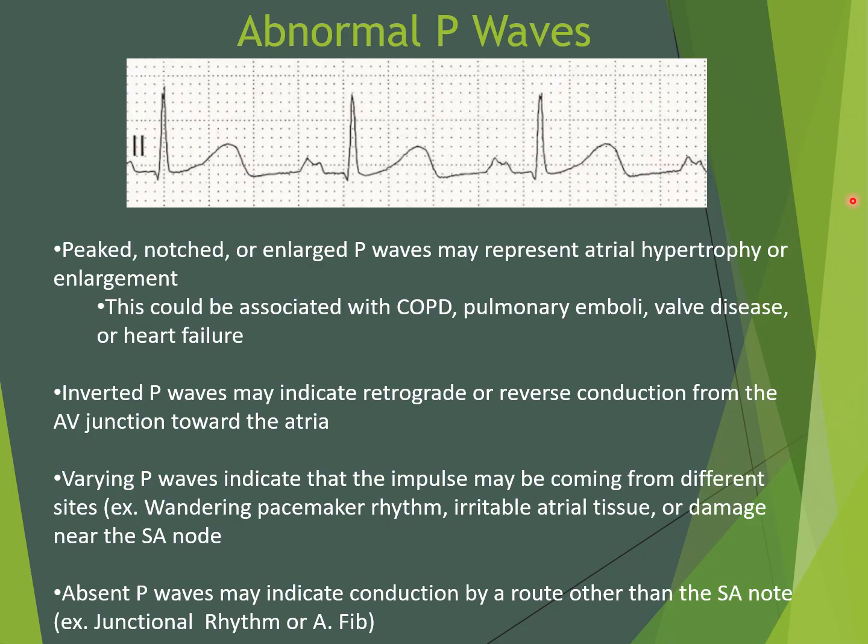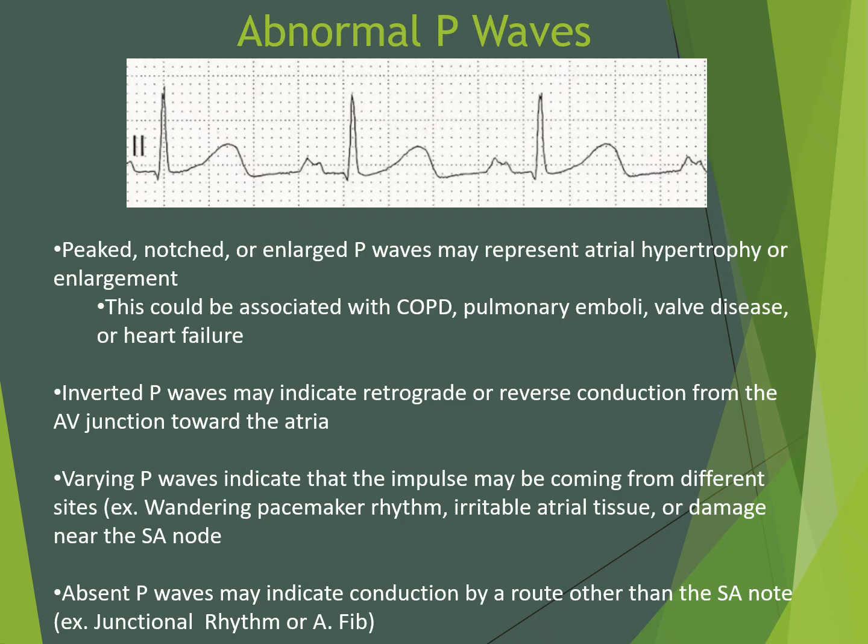If the P waves are inverted, they would flip down from the isoelectric line. This may indicate retrograde or reverse conduction from the AV junction towards the atria. So the impulse would originate in that AV node, go backwards to the atria, and then back through the pathway. If your P waves are looking different, complex to complex, this may indicate that the impulse might be coming from different sites.